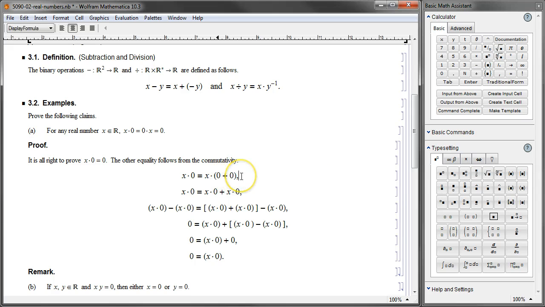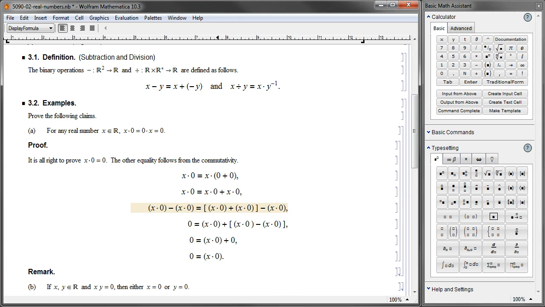Let's begin with x times 0 is equal to x times 0 plus 0, using the property of 0. 0 is the additive identity, so 0 is equal to 0 plus 0. And then let us use the distributivity and break up the parentheses. Now, let's add the additive inverse of x times 0 to both sides. We get that. Because we're adding the additive inverse, the left-hand side is 0. How about the right-hand side?